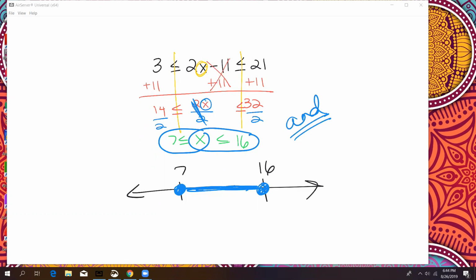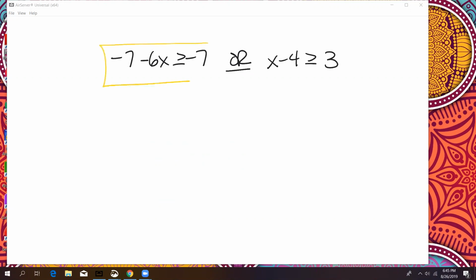All right, now let me do an or so we can practice doing the ors. So let's say we have negative 7 minus 6x is greater than or equal to negative 7, or x minus 4 is greater than or equal to 3. So we have 2 different inequalities here. Okay, so they're not going to have an overlap in answers.